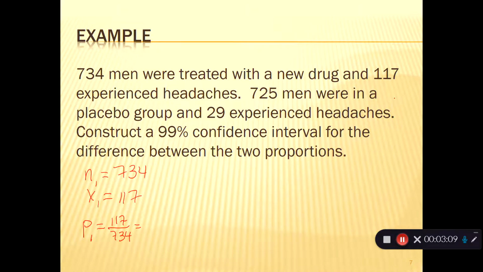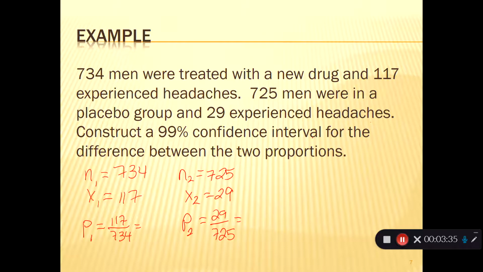Now, 725 men were in a placebo group and 29 experienced headaches. So that means my N2 is 725 and my X2 is 29. And so the P2 would be 29 over 725, and I'll let the calculator figure out the proportion for me. I want a 99% confidence interval for the difference between the two proportions.